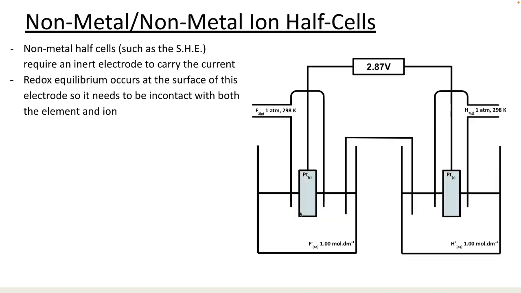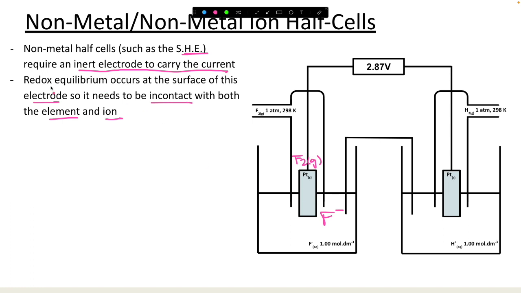All right, so let's have a look at when we've got non-metal ion half cells. So non-metal half cells, such as the SHE that we've been looking at a little bit, they require an inert electrode to carry the current because non-metals cannot conduct electricity. The redox equilibrium occurs at the surface of the electrode, so it needs to be in contact, there should be a space there, with both the element and the ion. So all those reasons we were discussing just before, it's got to be in contact with the element, which in this example we've got fluorine, and the ion, and the redox equilibrium is occurring at the surface of this inert electrode, which can conduct the electrons whichever way they need to go.